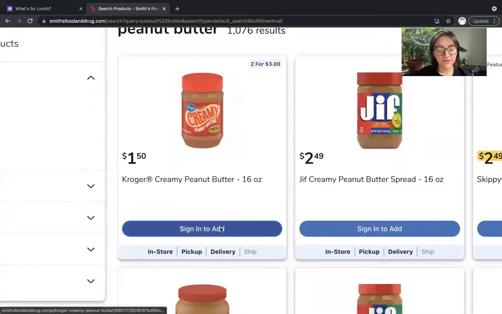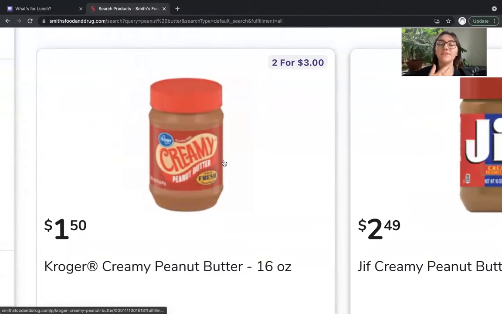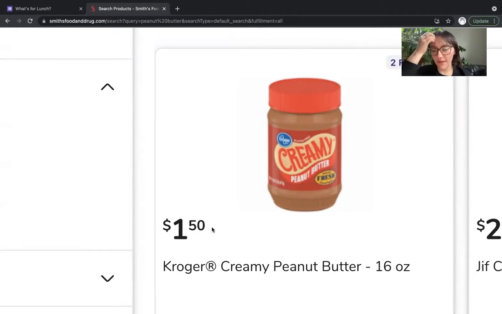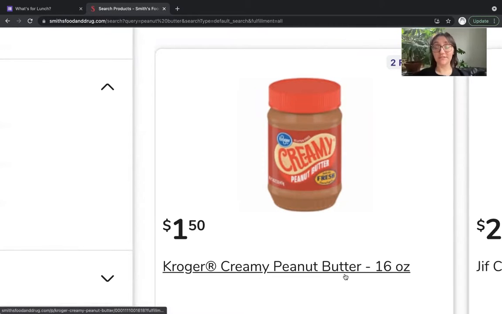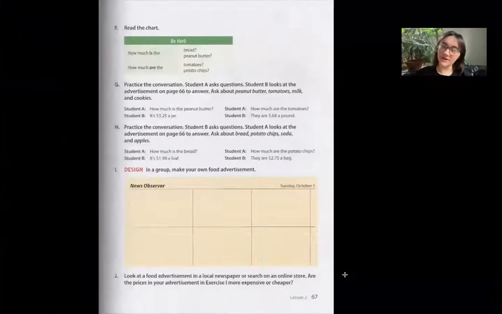how much it is. Okay, so let's zoom in on this. So this is the peanut butter. First we want to ask, how much is this peanut butter right here? It says that it is $1.50, right? How much peanut butter do you get though? What is the quantity? We can look at that right here. It says 16 ounces. 16 ounces is the amount, the quantity. Okay, next thing, let's look up some tomatoes.